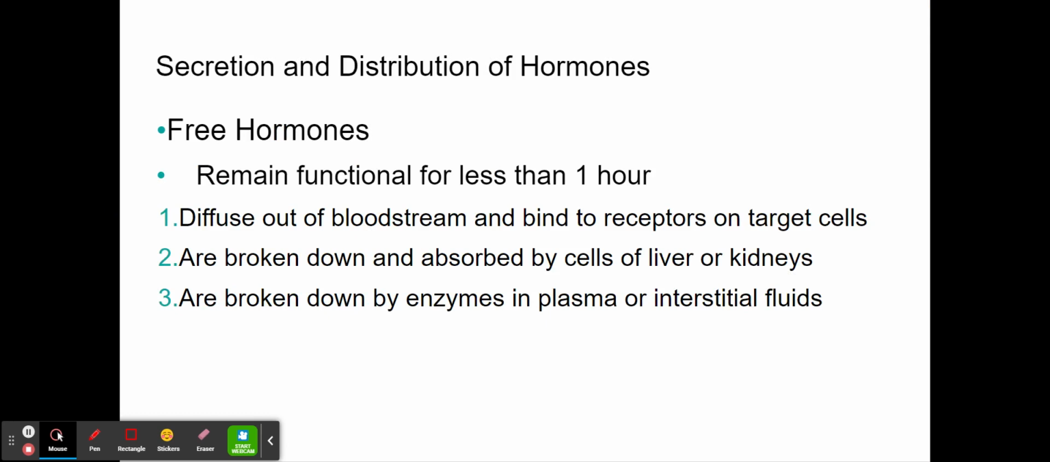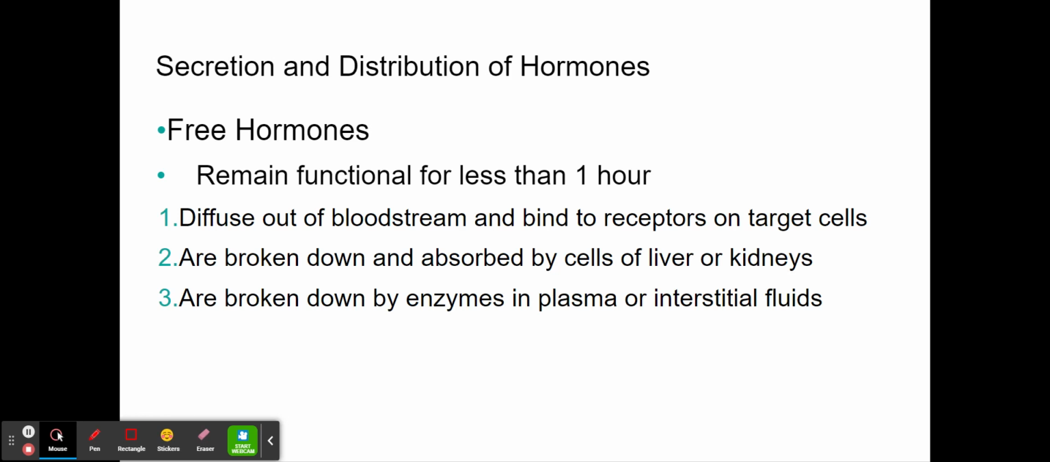So let's talk about the secretion and distribution of hormones. Hormones are typically released where capillaries are abundant, and the hormones quickly enter the bloodstream for distribution throughout the body. Within the blood, hormones may circulate freely or travel bound to specific carrier proteins. A freely circulating hormone remains functional for less than 1 hour, and sometimes for as little as 2 minutes. It is inactive when it diffuses out of the bloodstream and binds to receptors on target cells.